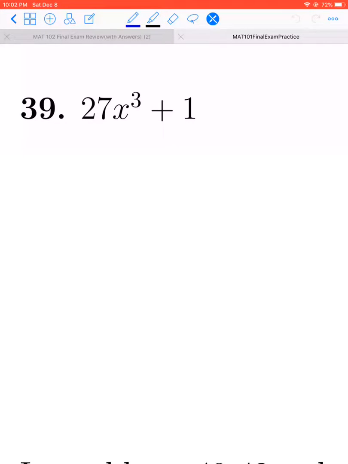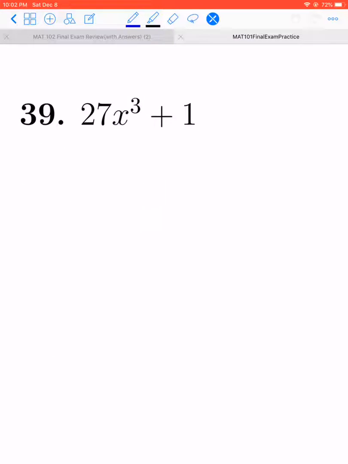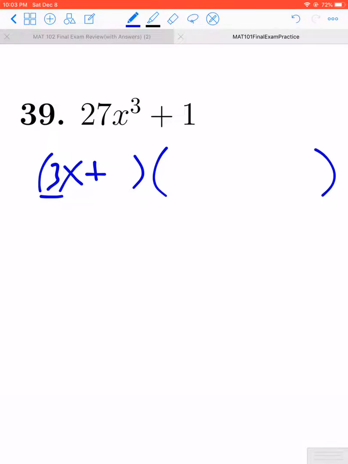Let's factor number 39. This is yet another sum of cubes, so it's going to be a binomial times a trinomial. The first term here is whatever's cubing to get 27x cubed. That would be a 3x. Keep the same sign. The thing we would have to cube to get 1 would just be 1. So that gives us our binomial piece.